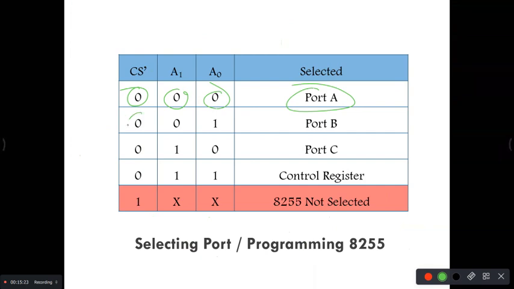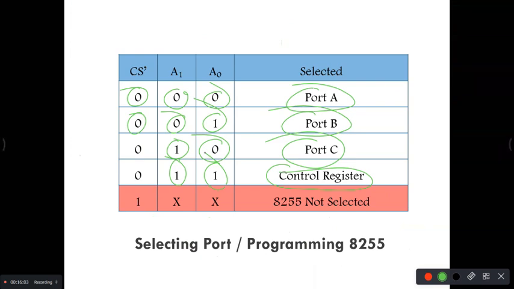Similarly, chip select is 0, A1 is 0, A0 is 1, port B is selected. Now similarly, A1 is 1, A0 is 0, port C is selected. That means if you want to access port C, you have to make your A1 1 and A0 0, then you do whatever you want. Then similarly, for accessing the control register, A1 should be 1 and A0 should also be 1. So what will be the address for this?